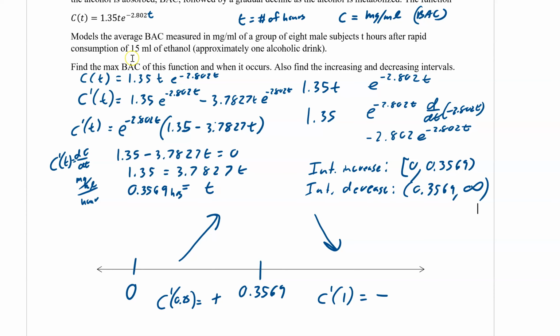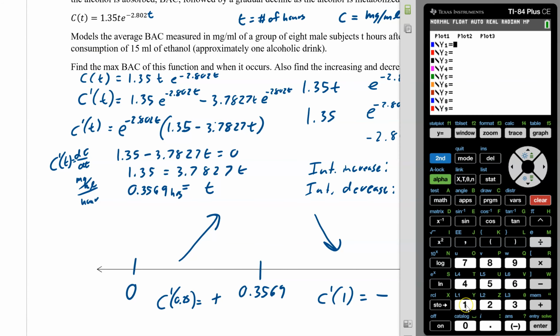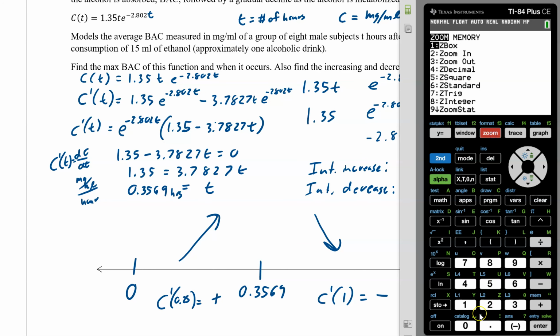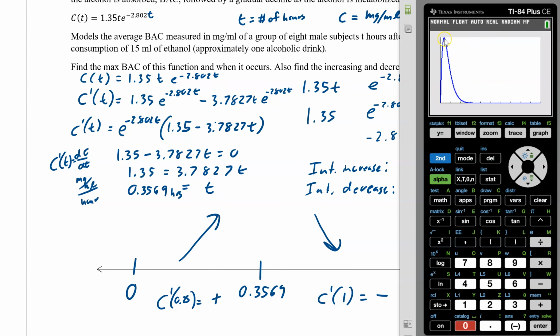All right, so now if we plug the function itself in the calculator, it's going to verify everything. So 1.35 x e to the negative 2.802 x. Now, this is our x and this is our x, and we want to change our window first to 0. So make sure it says 0, 10. Once you have those put in, and I just put 10 as a random number, you can put 15 or 16, hit zoom 0. That will then fit our graph. And there we have it. So now our max should be right there.